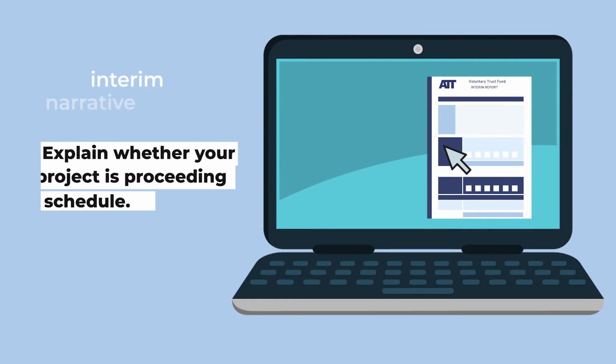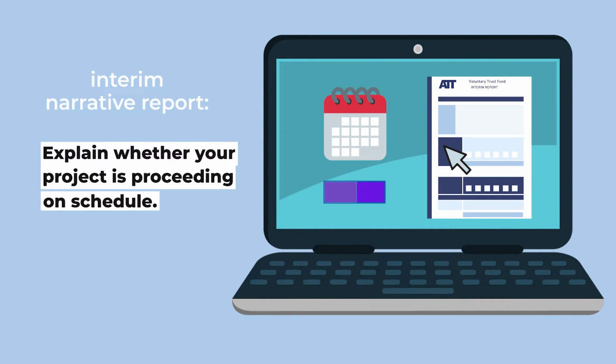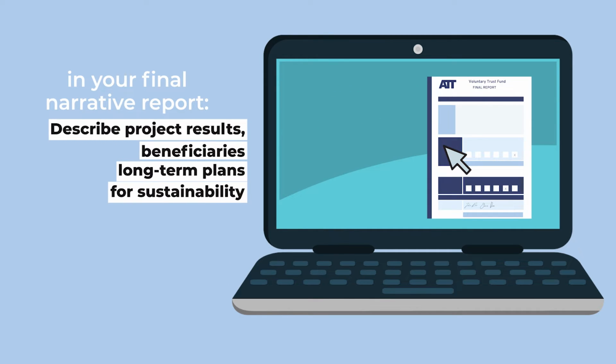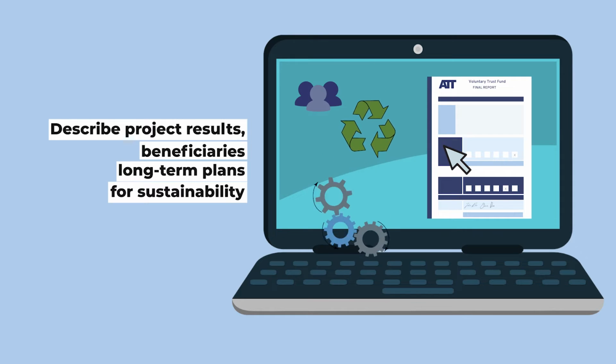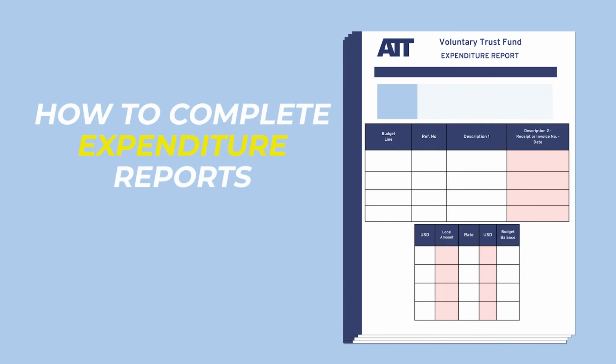When drafting the interim narrative report, explain whether a project is proceeding according to the schedule. For the final narrative report, explain aspects such as the project outcomes, beneficiaries, as well as efficiency and sustainability of the project. When preparing expenditure reports, pay attention to the following.